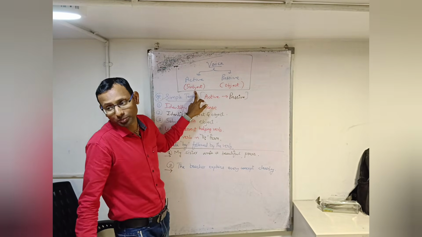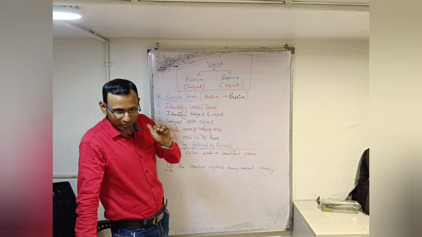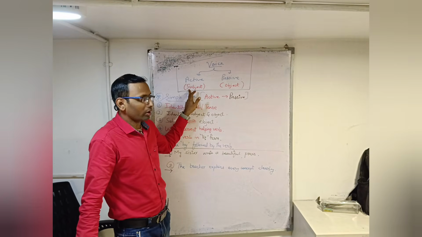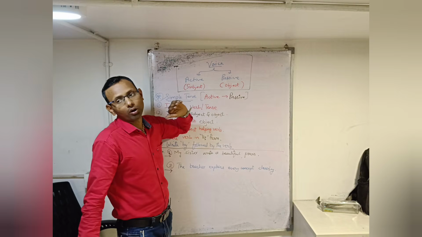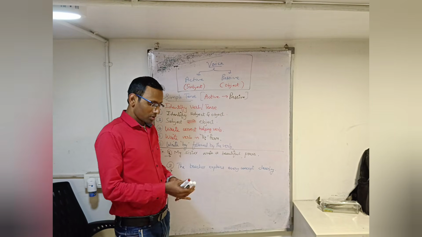Subject, what is the subject now? Subject is the doer of the activity. The person who is doing the activity is the subject, or an object that is spoken about is the subject. An object means the thing on which the work is being done, जिसके ऊपर काम हो रहा है, that is the object.